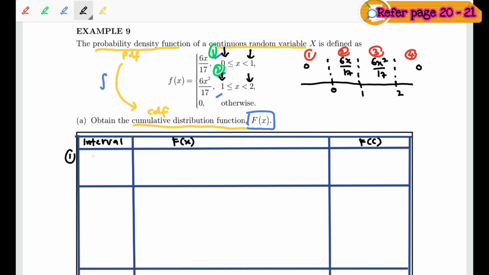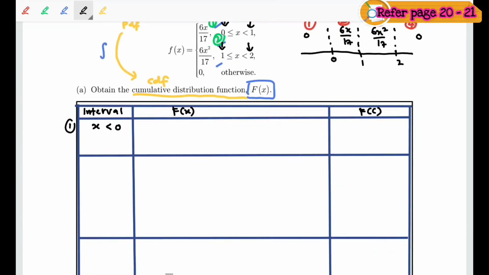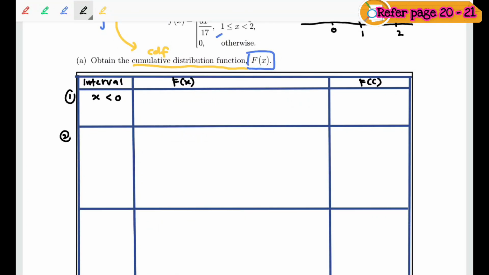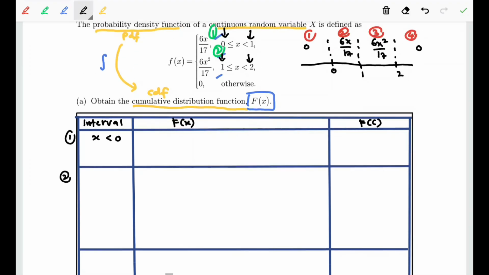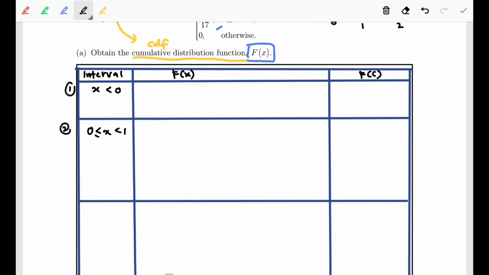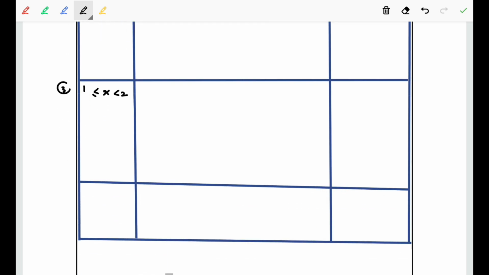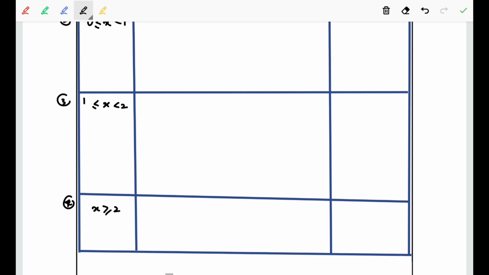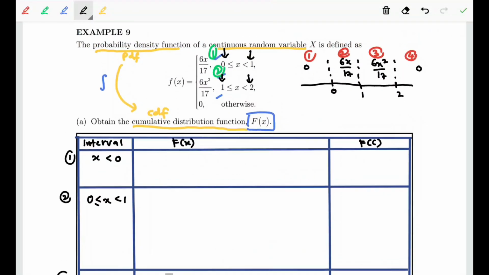The first interval is for x less than 0. I'm just going to write all 4 intervals first. So x less than 0, followed by x greater or equal than 0 and less than 1, and then x greater or equal than 1 and less than 2, and lastly the fourth interval for x greater or equal than 2. Then we are going to continue with finding the CDF.